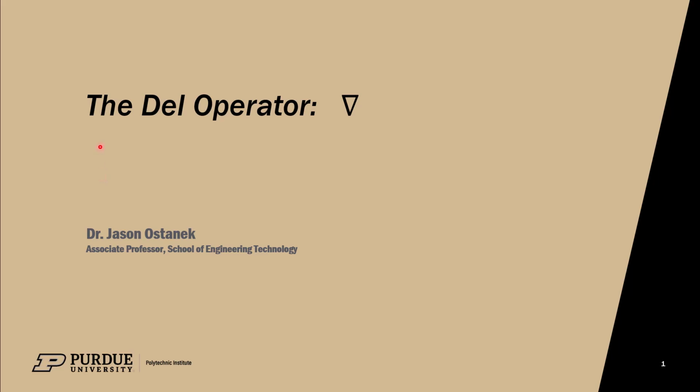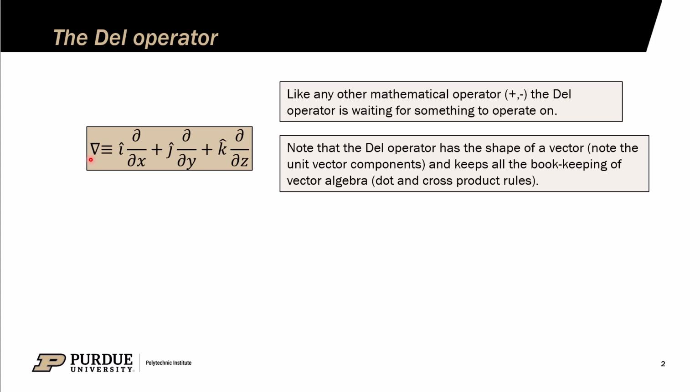Today we'll talk about the del operator. The del operator is like any other mathematical operator. It's waiting for something to operate on. The symbol we use is this upside down triangle. And the del operator, you'll notice it looks like a vector. It's got a unit vector, i, j, k, multiplied by a partial derivative in x, y, and z.